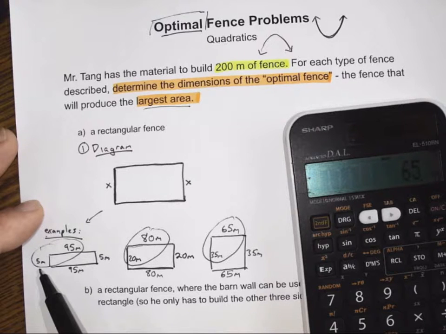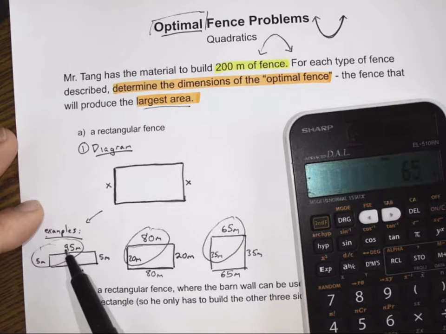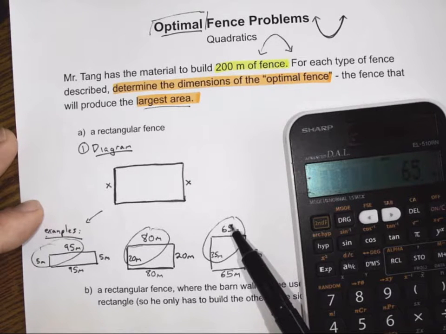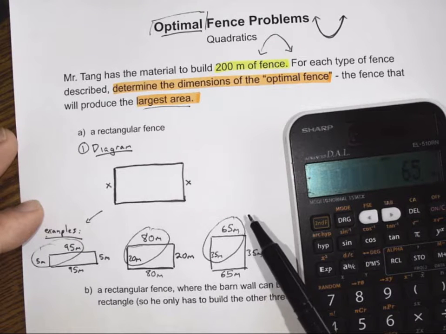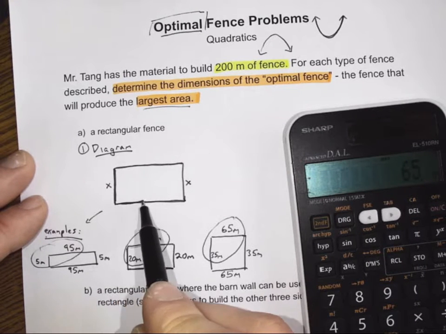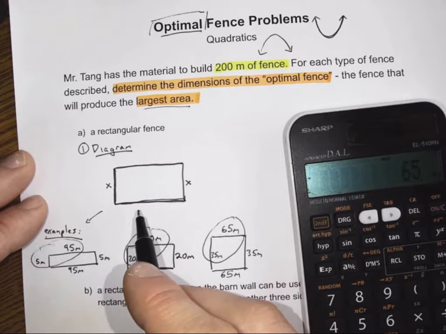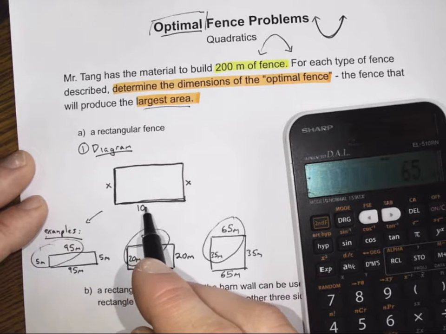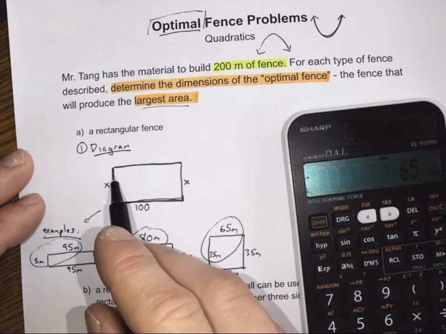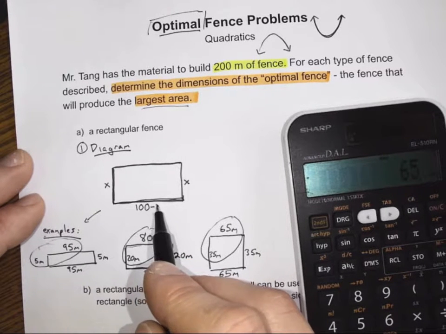It looks like they all add to 100. This is 5 and 95, that's 100. 20 and 80 is 100. 35 and 65 is 100. Okay, so if I want to know the length of this side here, I can say, well, that must be just 100 take away the length of this side, which in this case is just x.